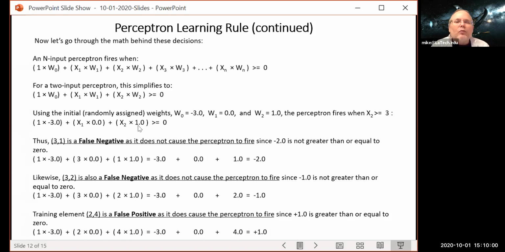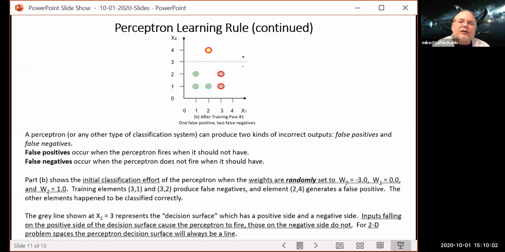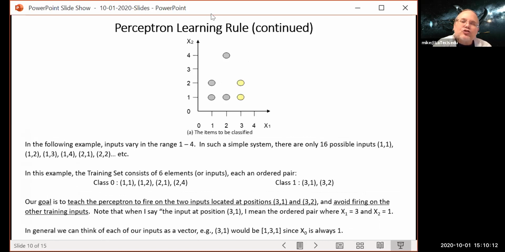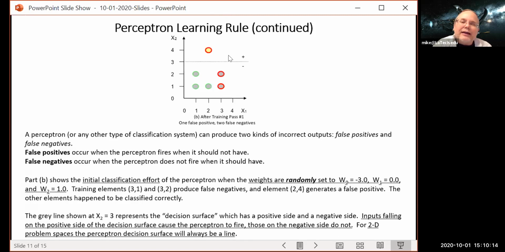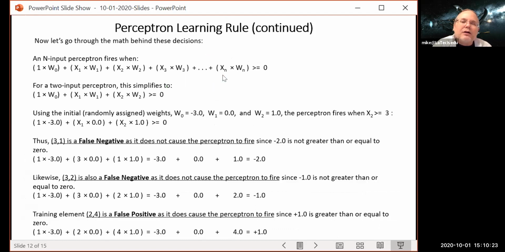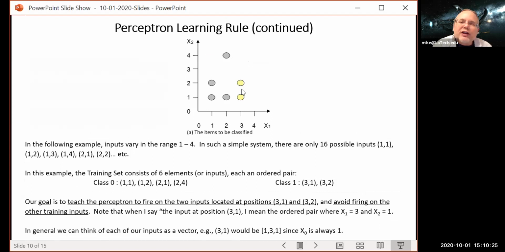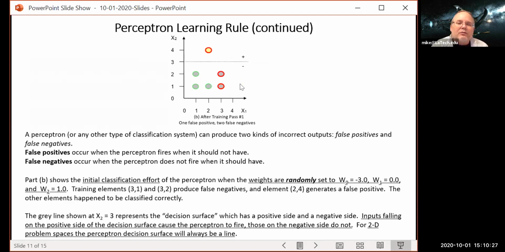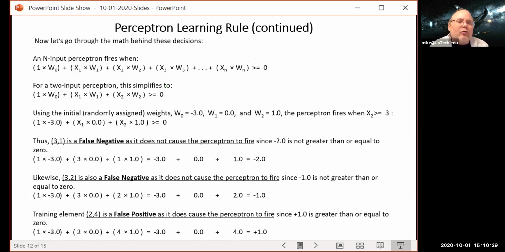Okay? Now, we said that 2, 4 is a false positive because it shouldn't have fired, and it did fire, false positive. And we've said that 3, 1 and 3, 2 are false negatives because it didn't fire on them, but it should have fired on them. Okay? So let's look at the math for it.